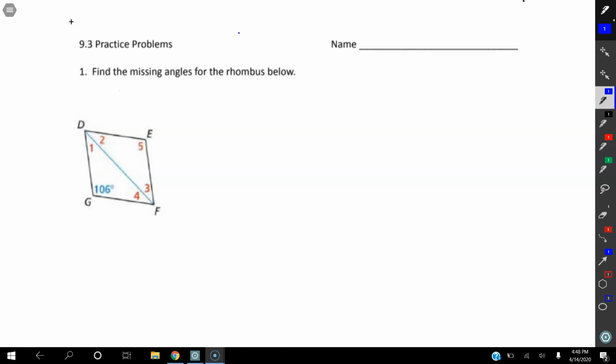All right, 9-3 practice problems. Let's get after it. Number one, find the missing angles for the rhombus below.